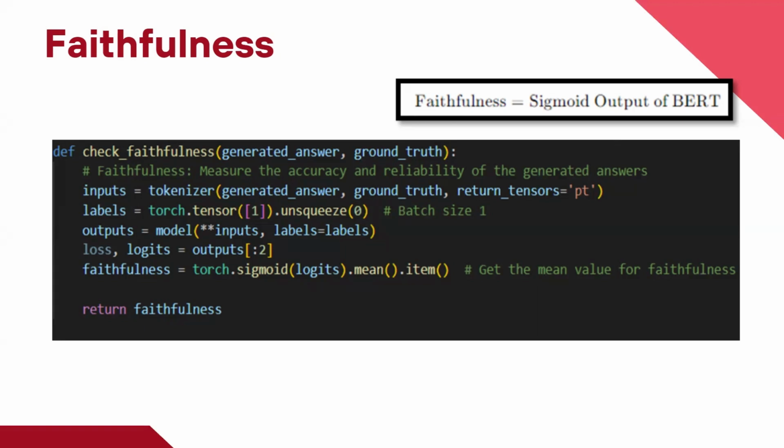Now create a tensor containing a single label 1, indicating that the generated answer and ground truth are expected to be similar. The unsqueeze method adds an extra dimension to make the tensor shape compatible with batch processing with a batch size of 1. Now pass the tokenized input and label to the model, that is the BERT model initialized earlier. To obtain the output, the model performs a forward pass with the input and labels. Now extract the loss and logits, which are raw model output scores, from the model's output. The output indexing assumes that the first two elements of the output tuple are the loss and logits respectively.